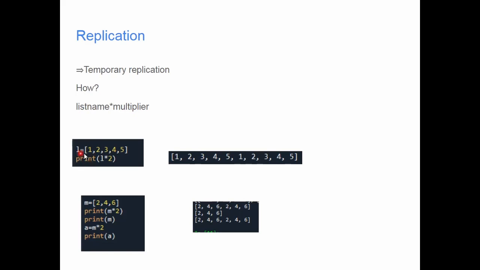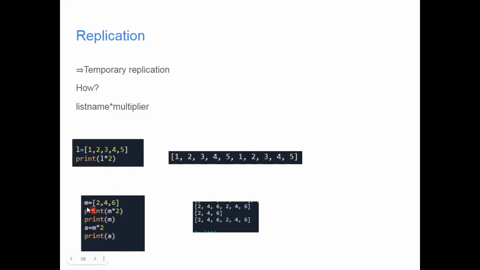Here we are having a list containing the elements 1, 2, 3, 4, 5, and we are going to use the multiplier, that is into 2, with the print statement. If you only write the list name, the multiplication sign and the multiplier, it's not going to print anything. We have to use the print statement. Then it is going to display 1, 2, 3, 4, 5, which is the first occurrence, and then it's going to repeat for the second time. So 1, 2, 3, 4, 5.